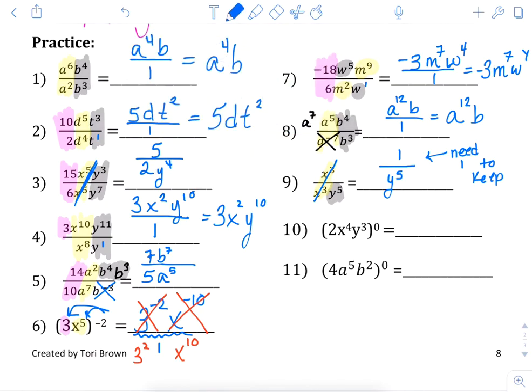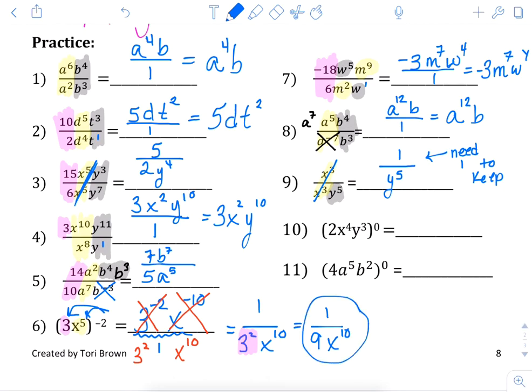So now when I do this, there's nothing left on the top. I put a 1 for a placeholder. On the bottom, I have a 3 to the 2nd power and an x to the 10th power. Now, right here, I still have a number with an exponent, which means I have to simplify this one more time. 3 squared is 9, so I'm putting 9, x to the 10th on the bottom. The 1 placeholder stays on the top. Your answer on a quiz is not correct until you get to here.